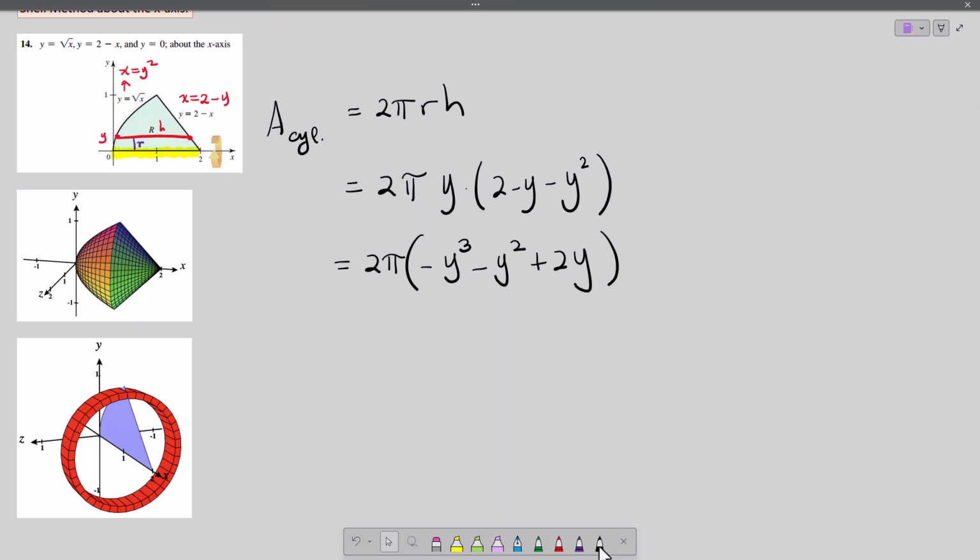And our volume will be the integral from, we're integrating with respect to y, 0 to 1. Everyone agree? So we're integrating with respect to y. Your element is always perpendicular to the domain. So we're thinking about cylinders being formed for all of these y coordinates between 0 and 1. So those are our limits of integration. And then we integrate this polynomial.